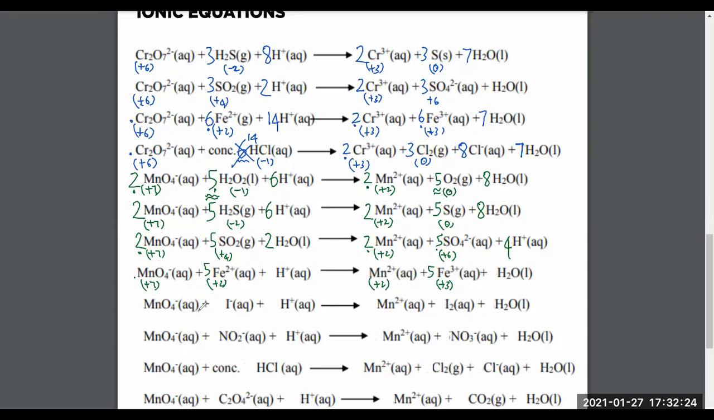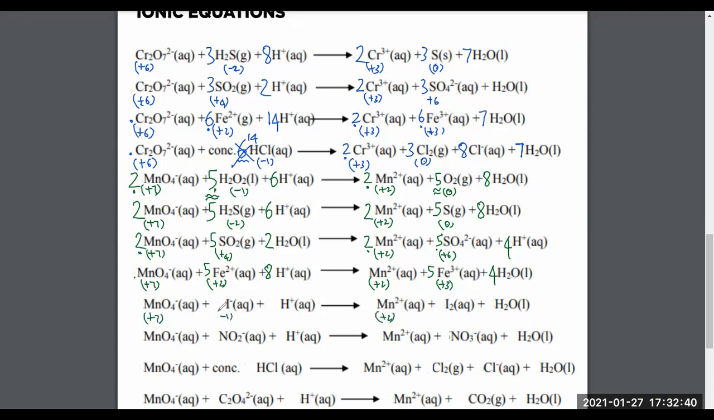And then let's balance oxygen. I have 4 oxygen atoms on the left side, so I have to put 4 water molecules, and 8 hydrogen atoms on the right side now, so I have put 8H plus. Done and dusted.